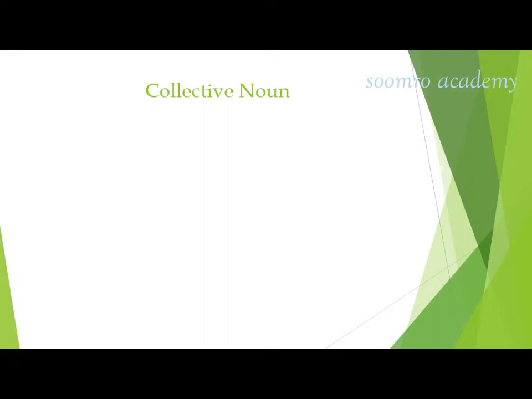In today's lesson, we will study collective noun with examples. Viewers, here we repeat the definition of noun. Noun is the name of person, place, animal, thing or an idea. And we learned examples in our previous lesson. Let's start today's lesson from collective noun.